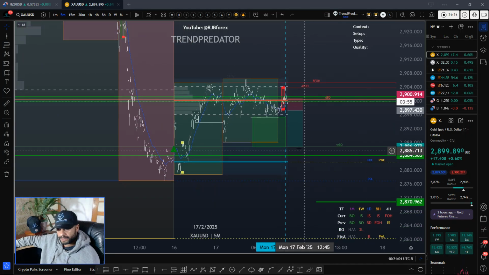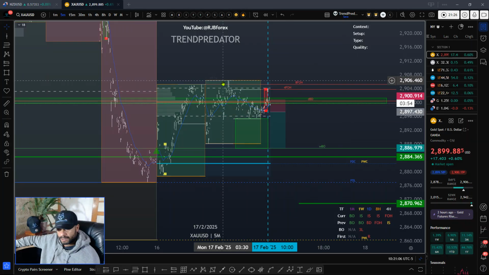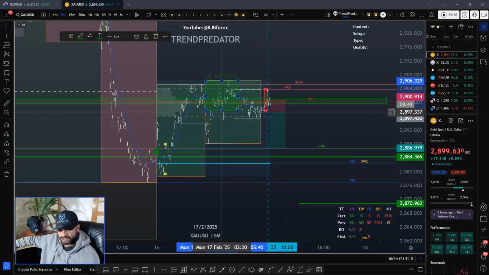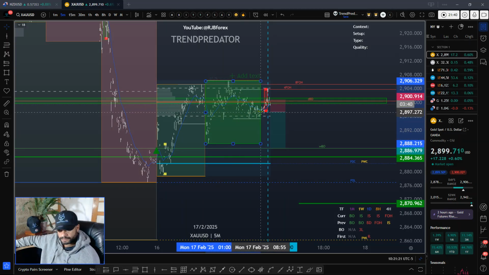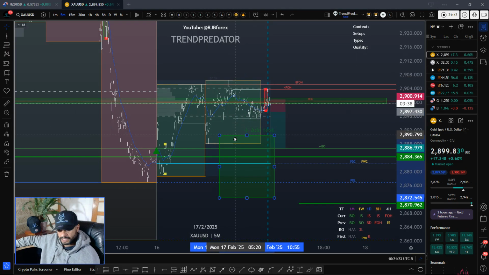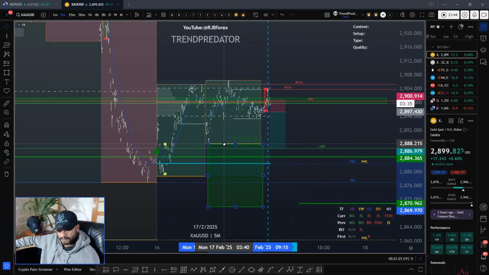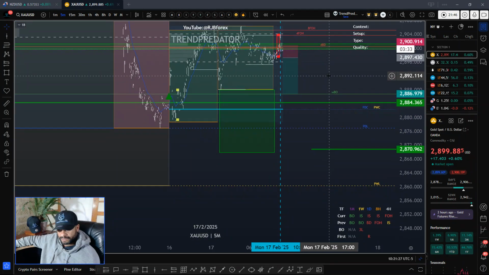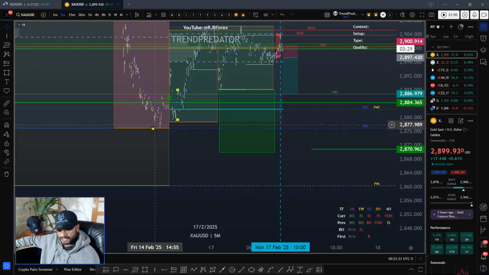Thesis two would be that we do a range expansion of the London box. So that's our target one, the weekly breakout level. Target two would be a range expansion of the London box. So if we pull that down, we'd have to get through the closing price. We'd have to break yesterday's lows.